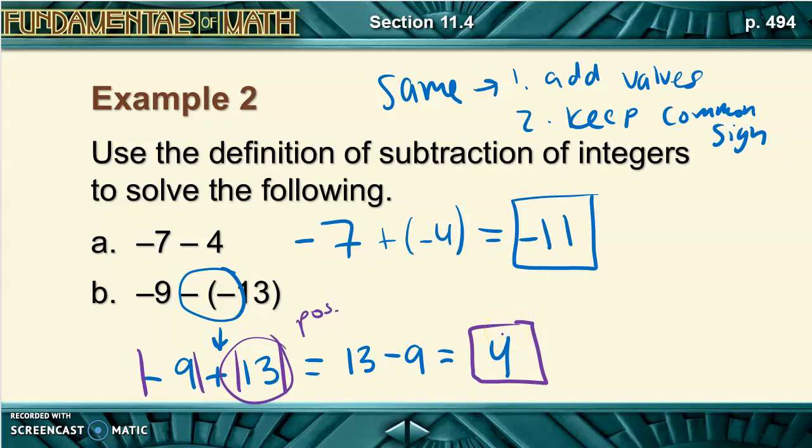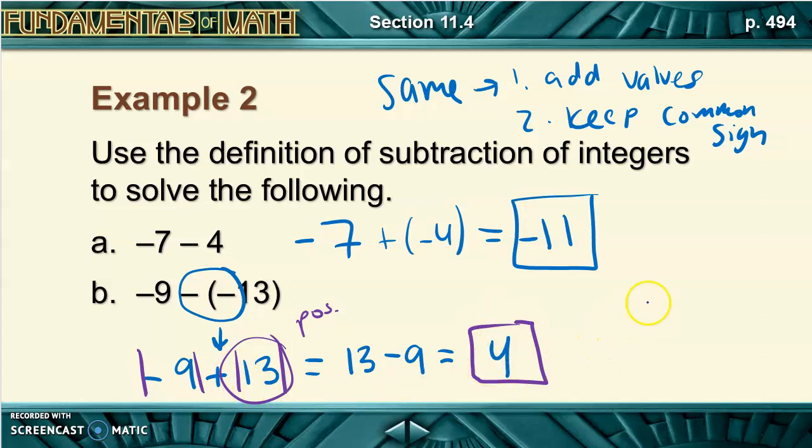So we need to kind of get used to these rules and just understand that if you owe somebody $7 and you borrow $4 more, now you're in debt $11. Or if you owe someone $9, but then your mom gives you $13, well, now you have $4 left over.